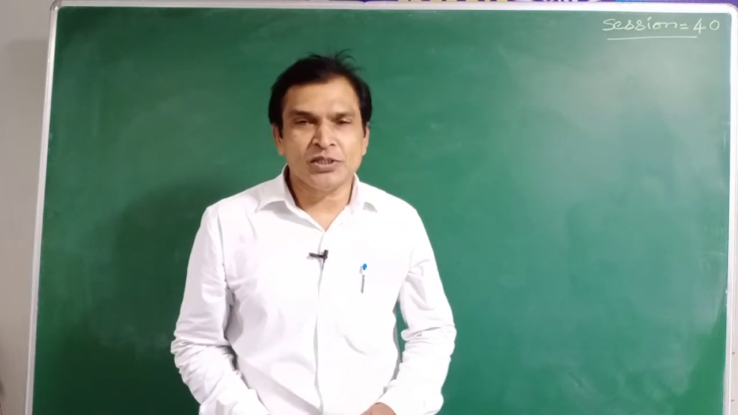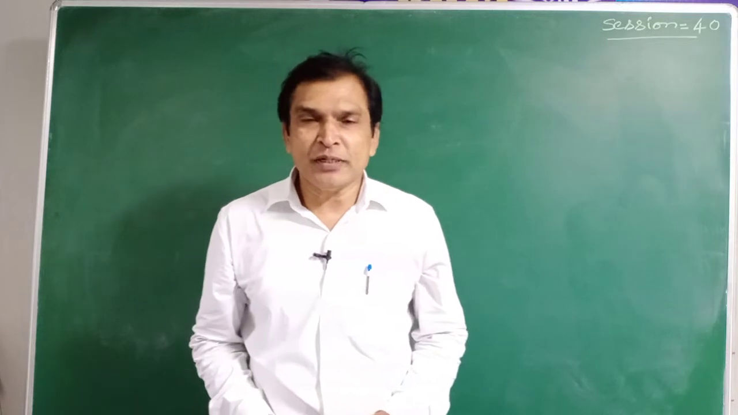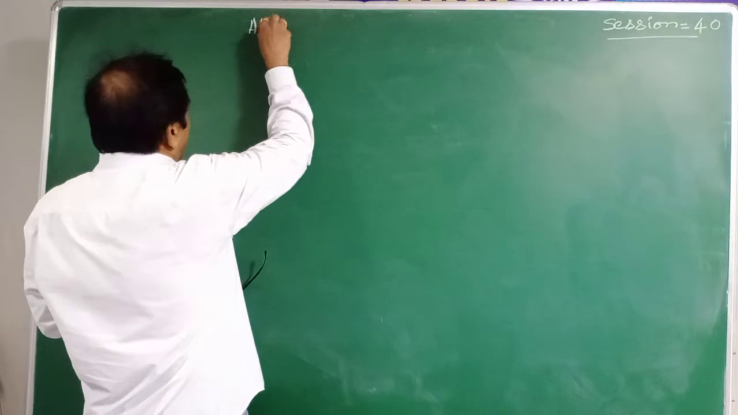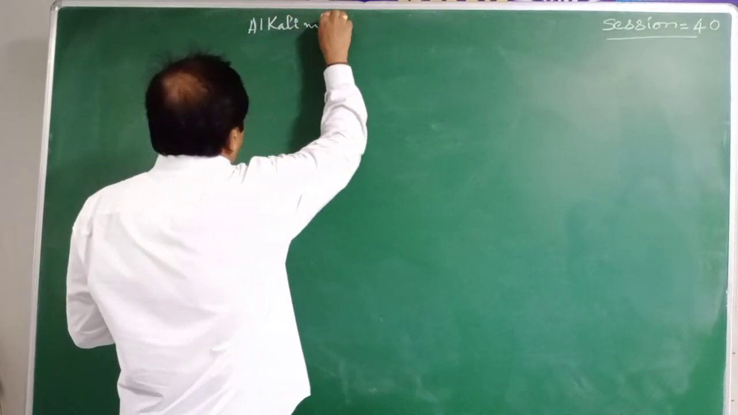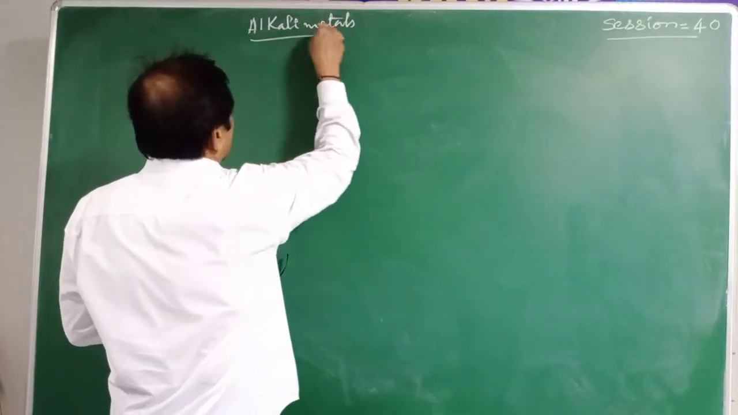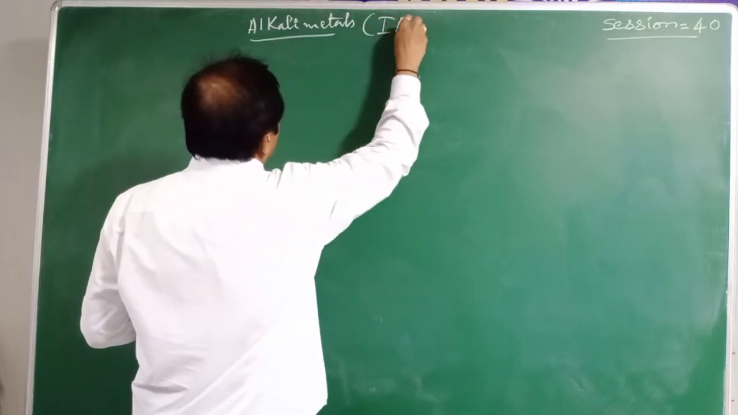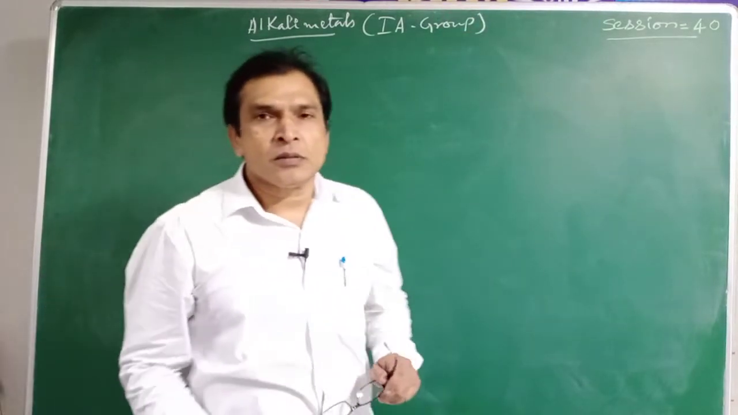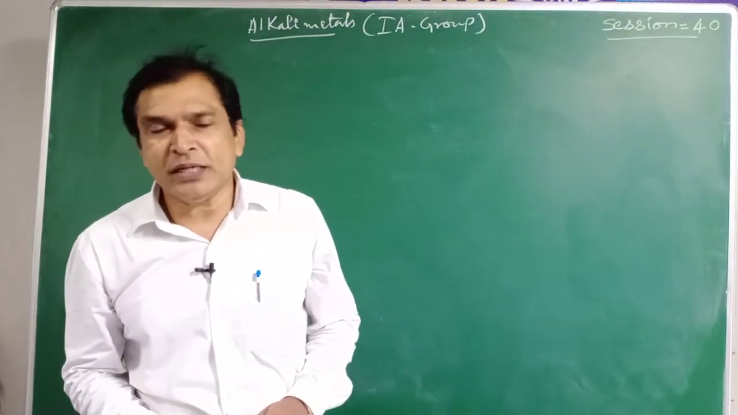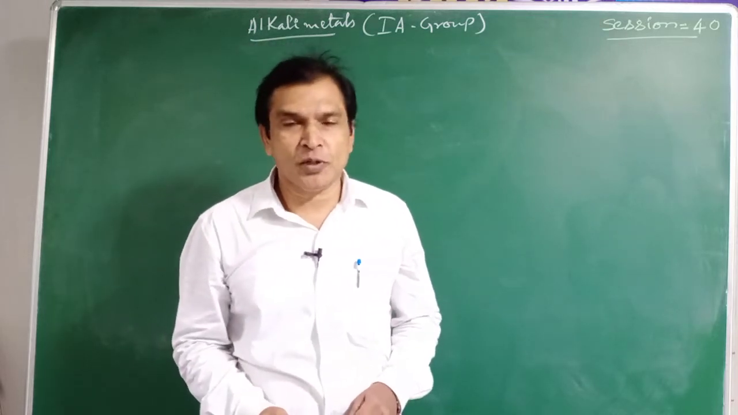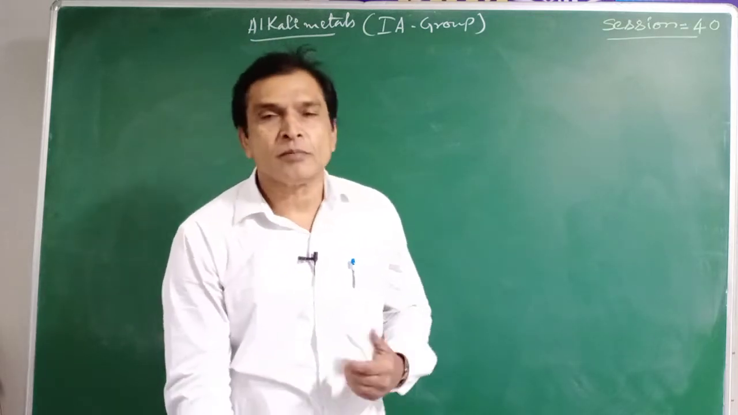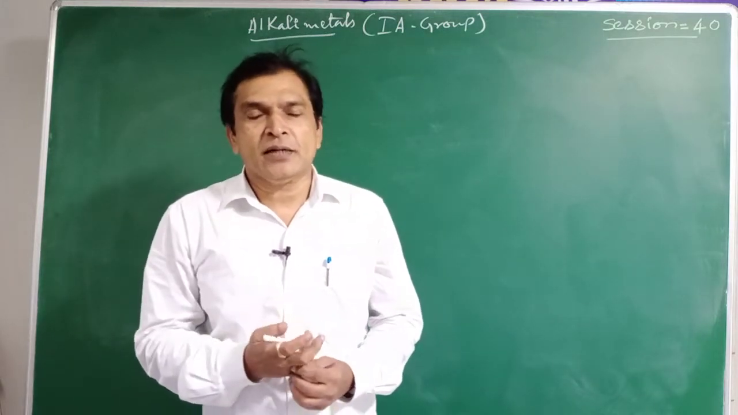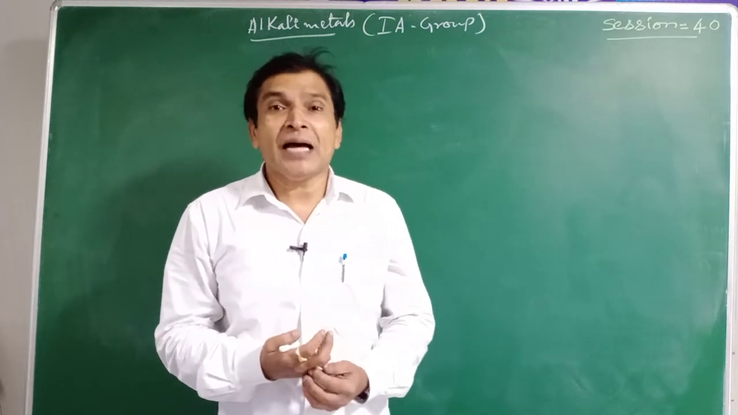Okay, in the last session we started the chemical properties of alkali metals, that is 1A group elements. Alkali metals means 1A group elements. They are lithium, sodium, potassium, rubidium, cesium and francium. Okay, so we completed oxides, we completed hydrides, and now we already started the halides.